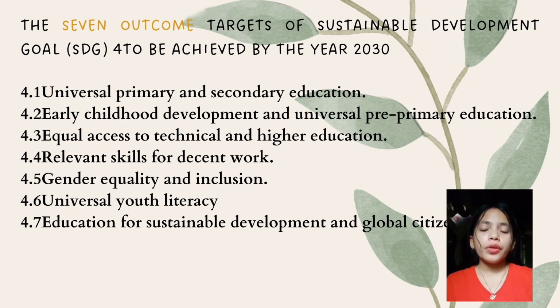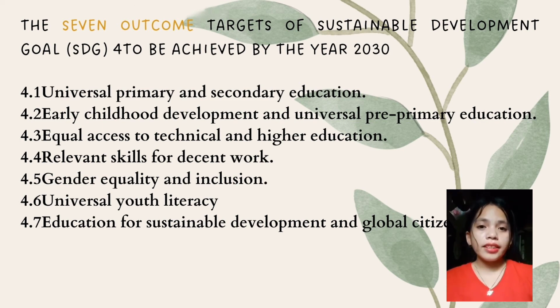Six, universal youth literacy. This outcome ensures that all youth, both men and women, will achieve literacy and numeracy. As a student, we need to achieve literacy and numeracy. Literacy means as a student, we need to apply the five strands, which are speaking, listening, reading, writing, and viewing. And numeracy is we students have ability in mathematical concepts, skills to solve problems.